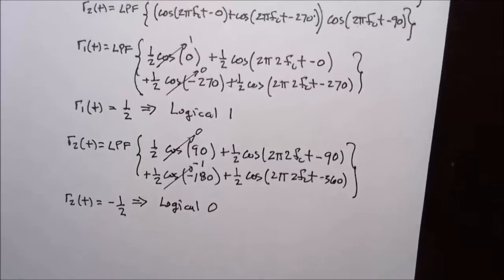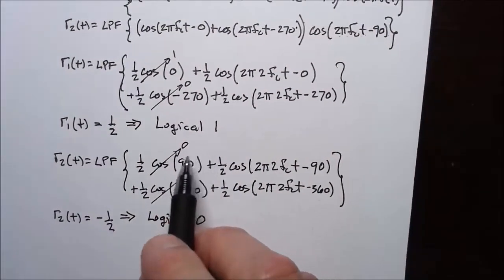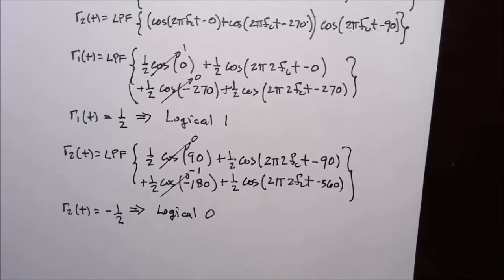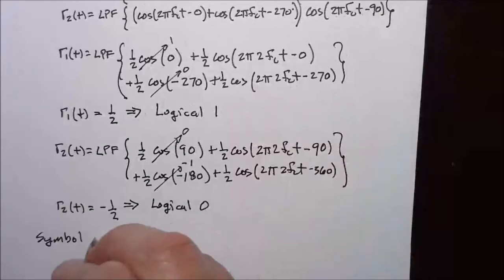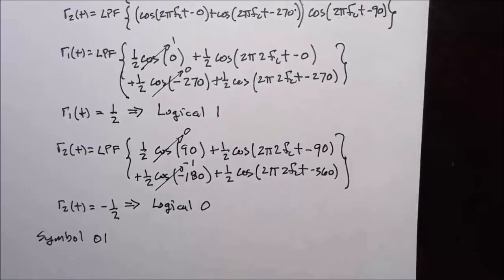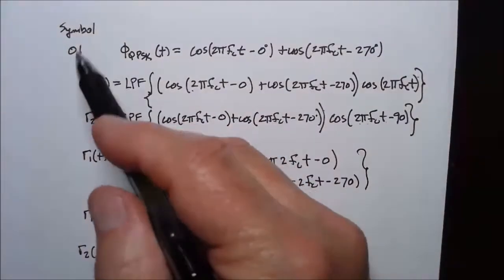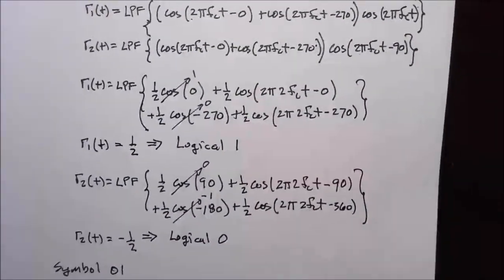0. R1 is the least significant bit. R2 gives us the most significant bit. So the symbol is 0, 1. Okay, so we successfully demodulated that symbol as well.